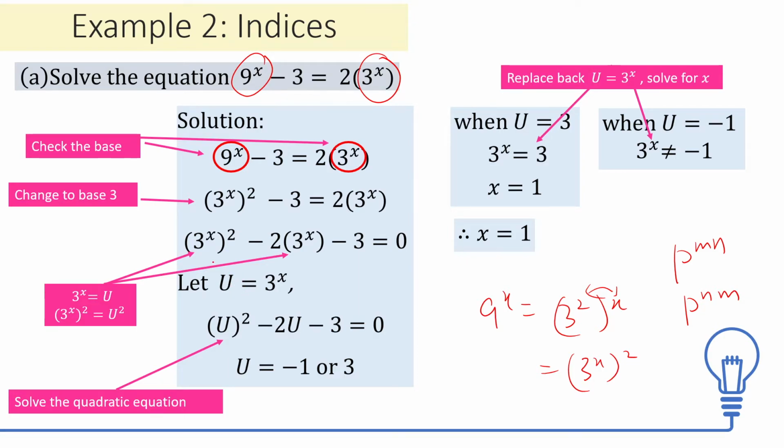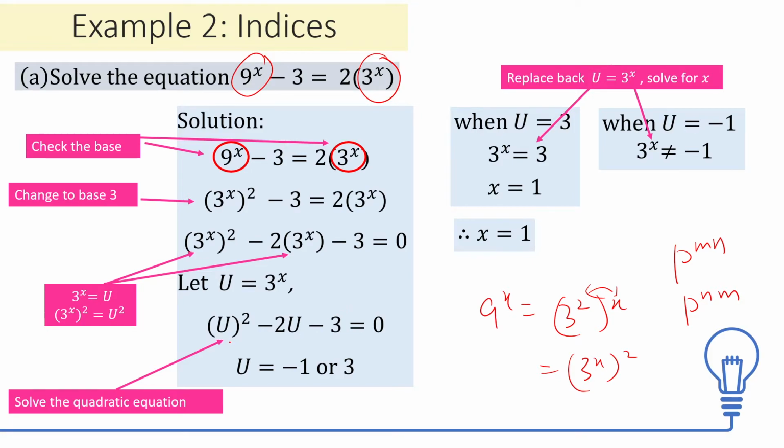I substitute 3^x with u, so I have u squared minus 2u minus 3 equals 0. You can clearly see that it is a quadratic equation. Maybe you ask, must it be u? No. You can change it to y, p, or z, or whatever letter you like, as long as it's not x.